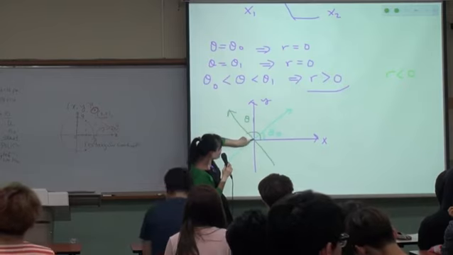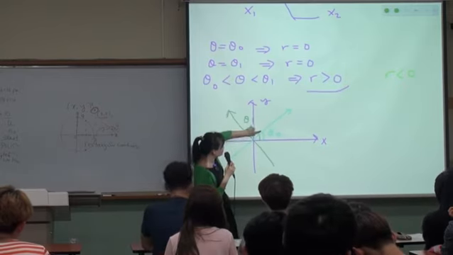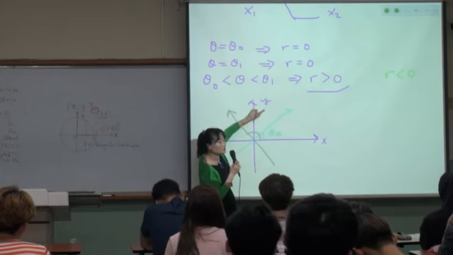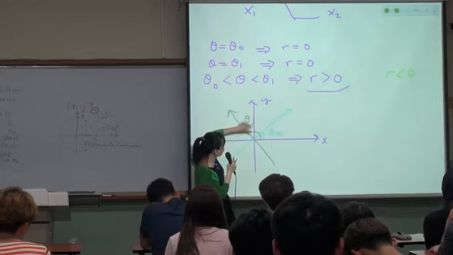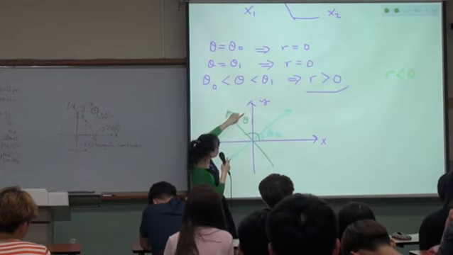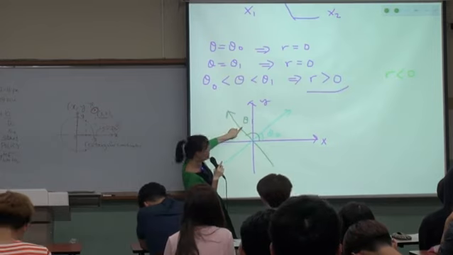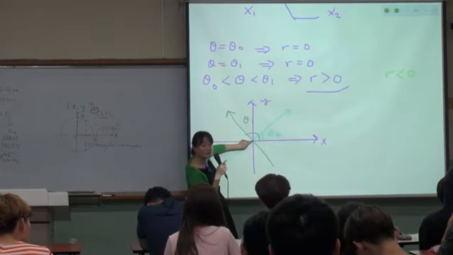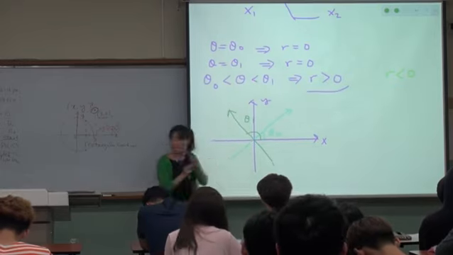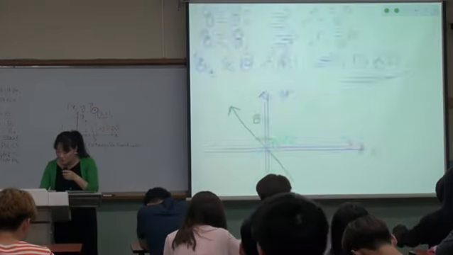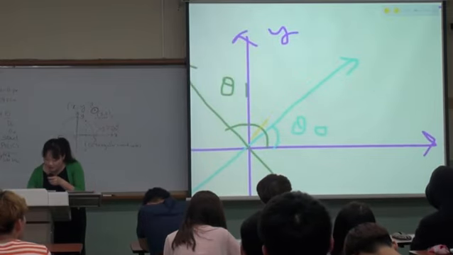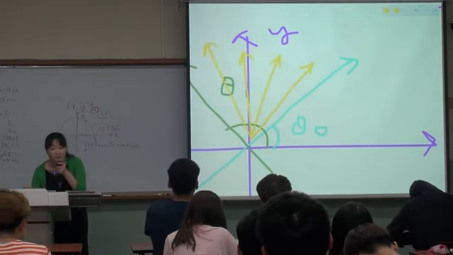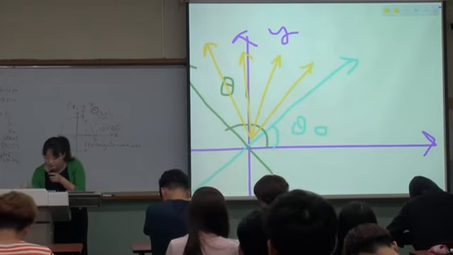So from zero, it leaves tangent and increases. It's a continuous function, and it should be tangent to this line as well. So as it increases, it must come back, tangent to theta 1. So in between theta 0 to theta 1, there are other angles. So the angle is increasing like that, but r is positive.